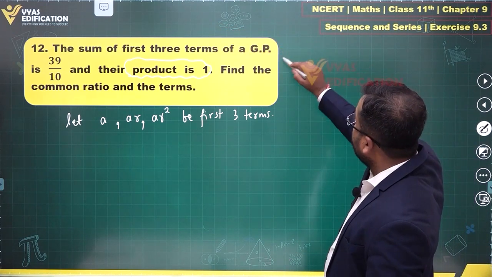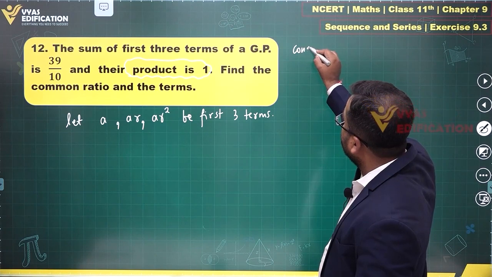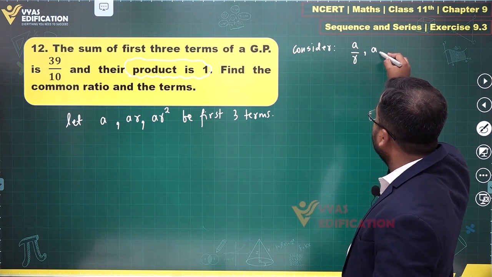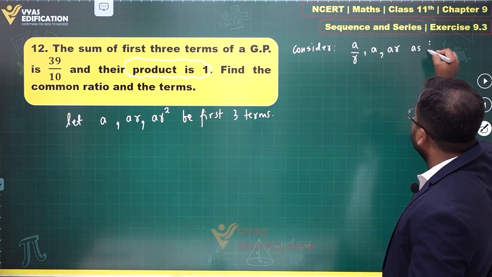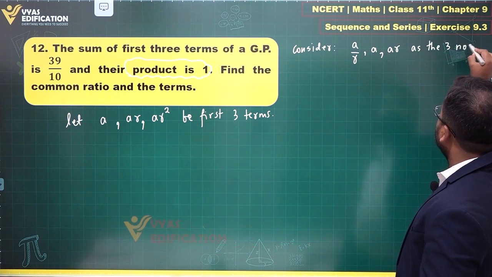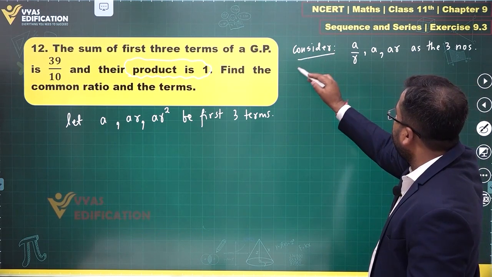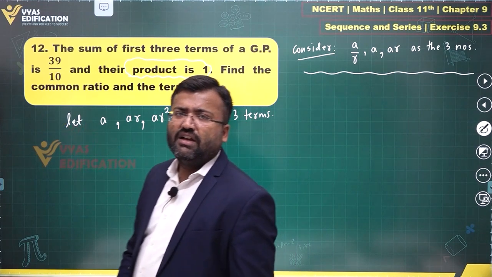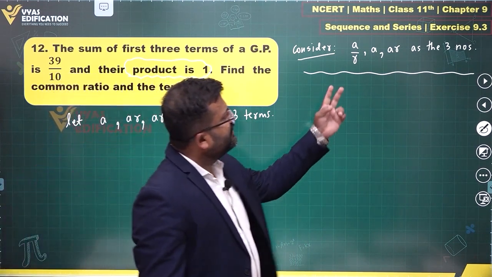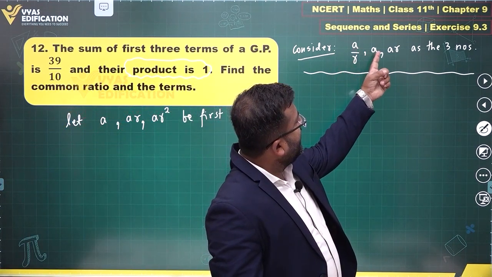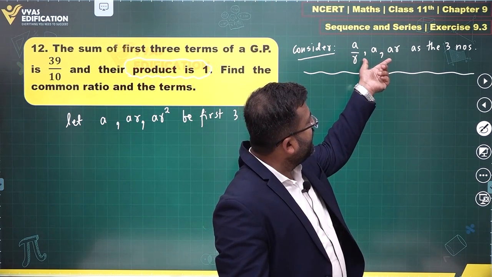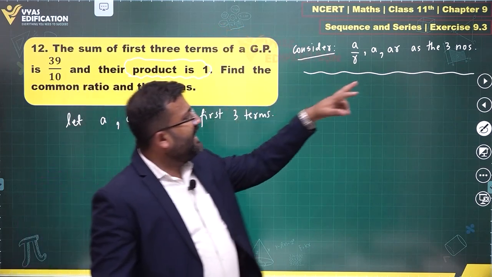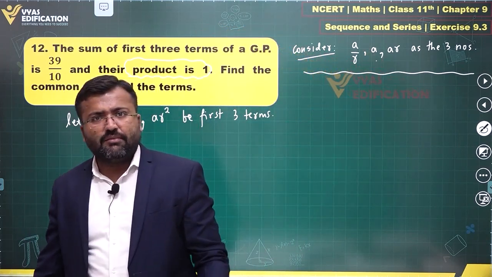That is, you can maybe consider a upon r, a, ar as the three numbers. This is another possibility which works wonders. What happens in this case? The product, as you can see, is a, r gets cancelled, a power 3 is the product, and that product is given to be 1. So you directly get the value of a.